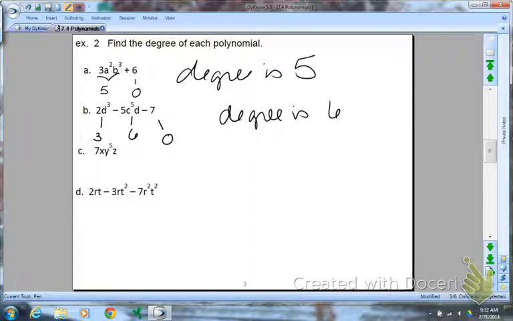And example C, how many terms is this? It's just one term, right? Yeah. So we have to add the exponents all up. And so what is the degree? 7. The degree is 7. Very good.